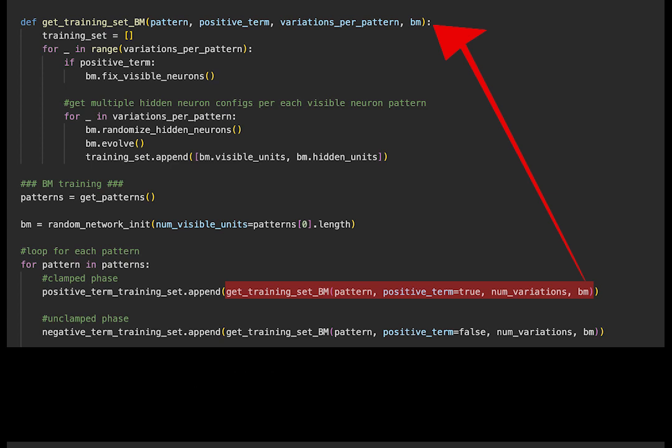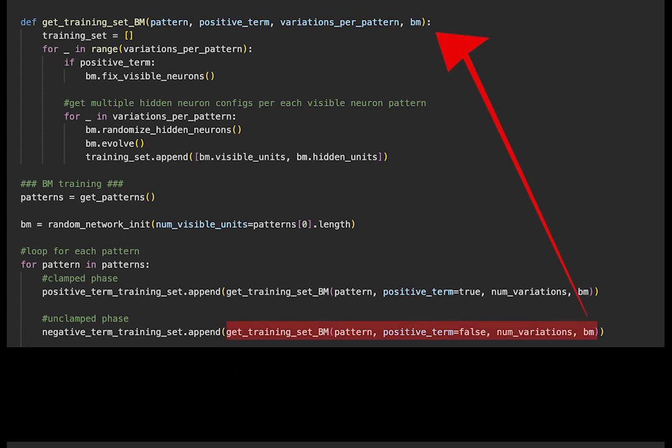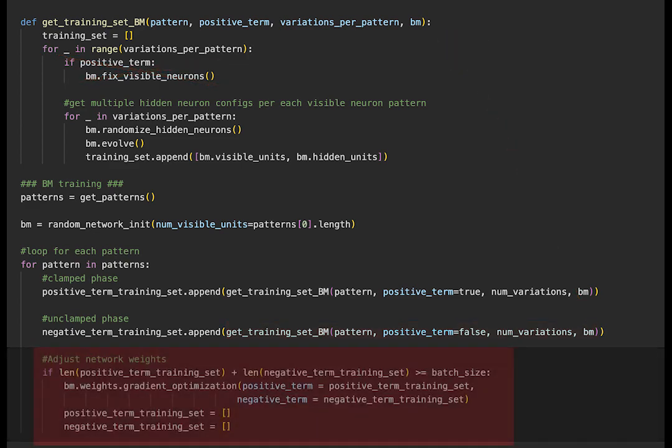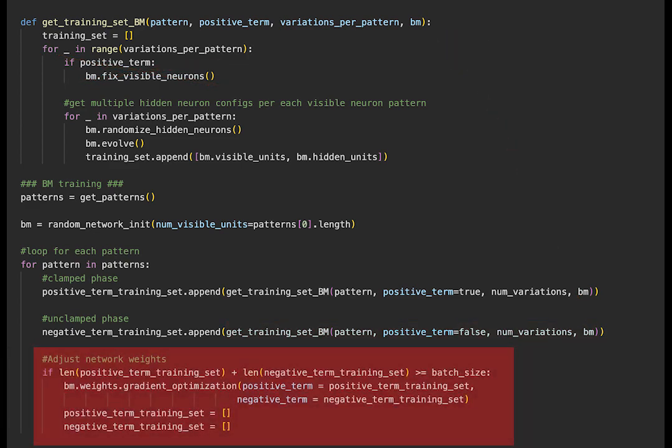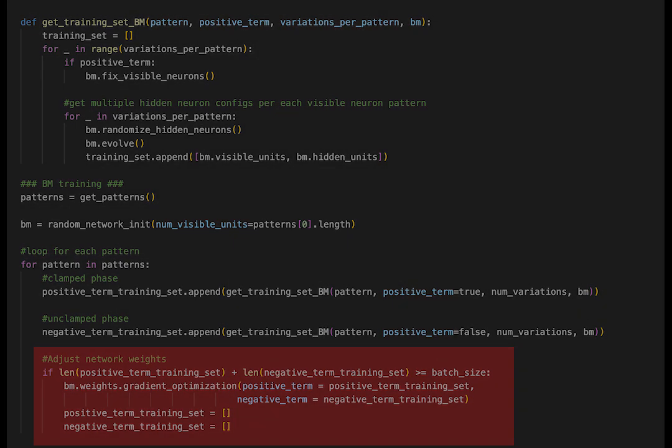Using the same pattern, we'll repeat this process of randomly initializing hidden neurons and evolving to a minima some number of times depending on how closely we decide to approximate each pattern. During the unclamp phase, we'll initialize the network at each pattern with random hidden units, just as we did before, but this time we'll allow the entire network to evolve. Once the number of samples fulfills our batch size, we'll apply an update to the weights utilizing the generated samples. Now we'll repeat this whole process until our network performance has converged or met some performance metric.